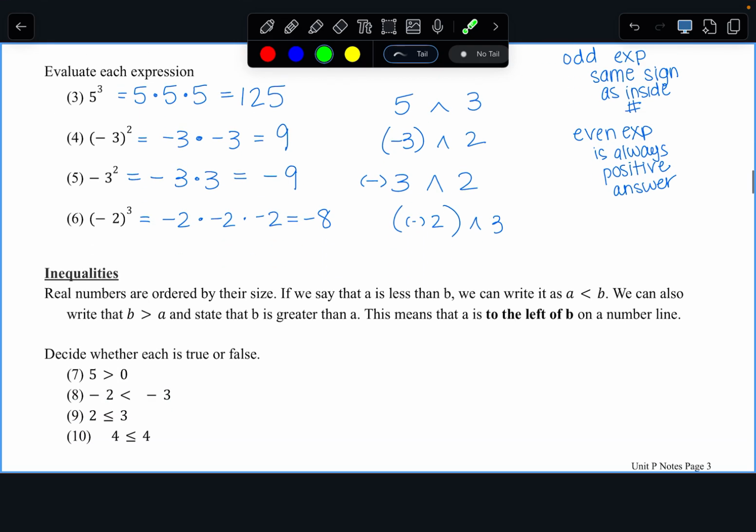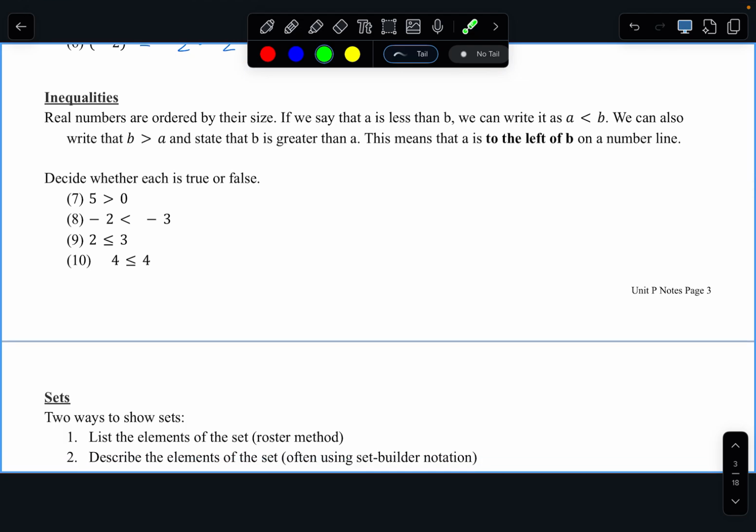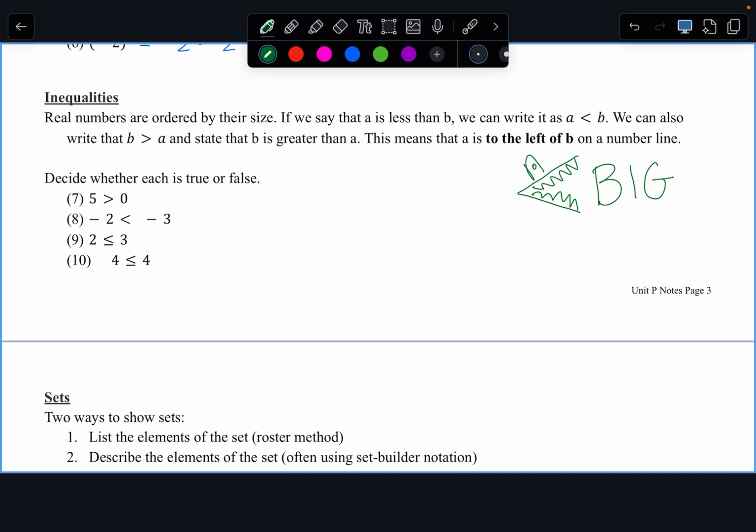All good? Okay. Inequalities. How many of you get confused which one's bigger, which one's smaller? I do sometimes too. So what I like to do, I'm going to choose green because this makes the most sense. Treat it like an alligator. Yep, it eats the bigger number every time. And if you need to draw the little alligator on it, go ahead.